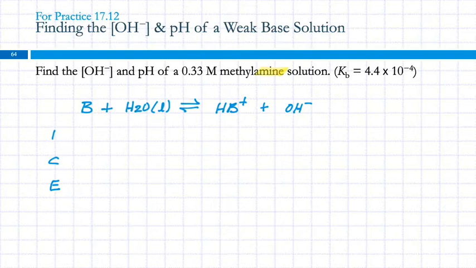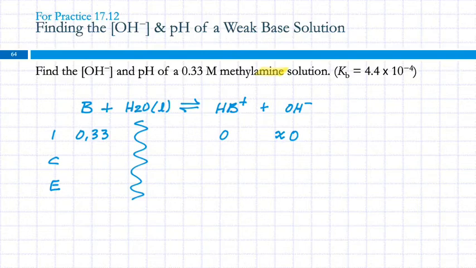So we need an ICE table. So this is our base. Its initial concentration is 0.33 molar. We don't need to worry about water because its concentration doesn't change. What's our initial concentration of the conjugate acid? 0. And how about the hydroxide ion? 0. I'm a detail person, so I put approximately. It's so small, we call it 0.